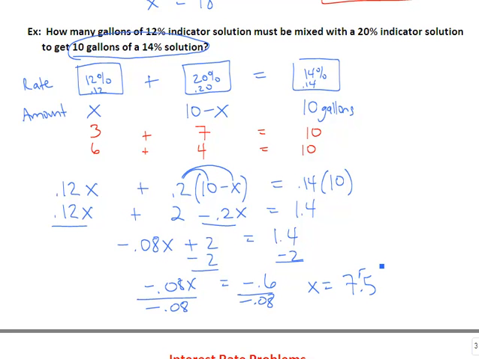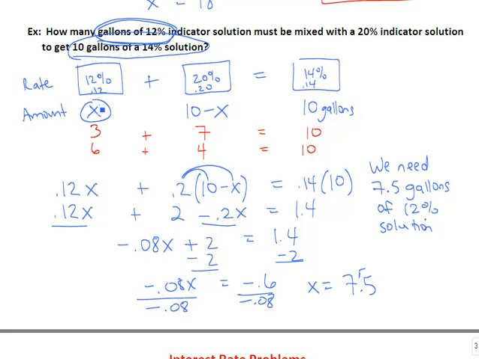So final solution here. What are we trying to get? Remember, the amount of gallons of 12% solution. That's what they were looking for. So we need 7.5 gallons of 12% solution. And I know it's the 7.5 because that's what my x was. X was that amount, and that's what we solved for. So our solution, 7.5 gallons of 12% solution.